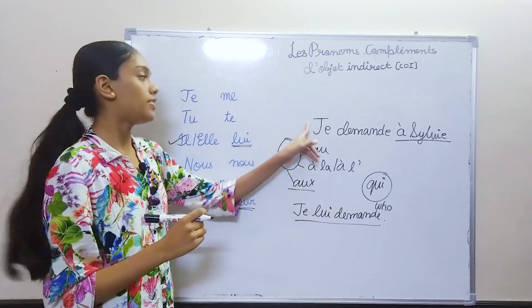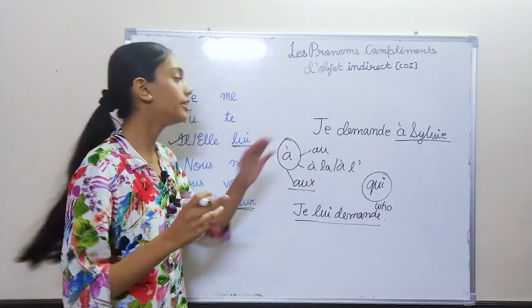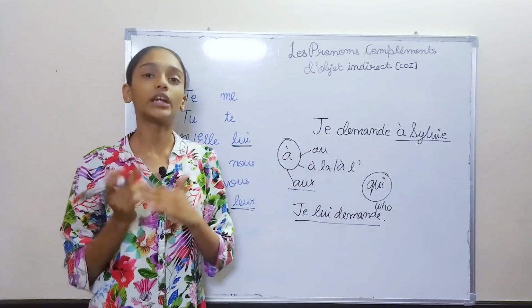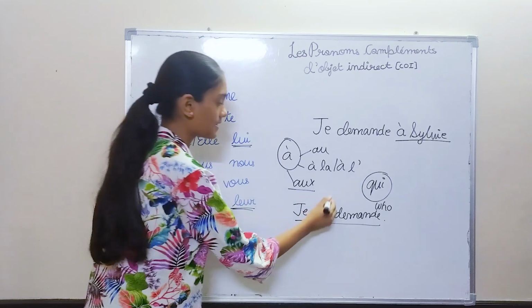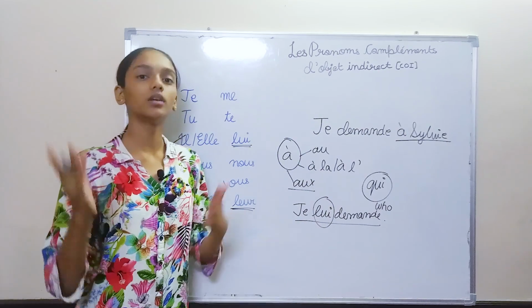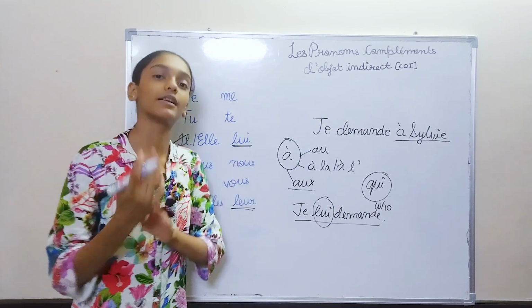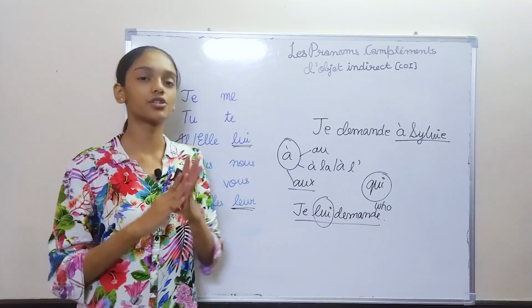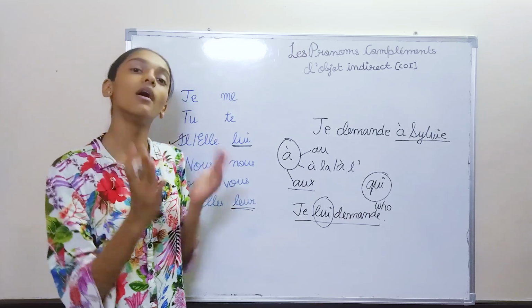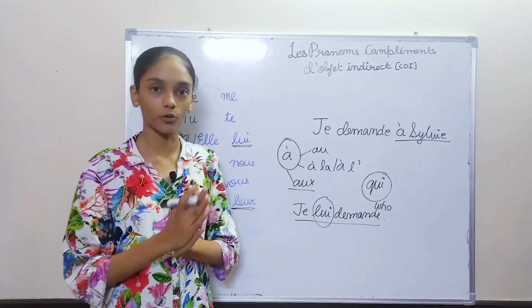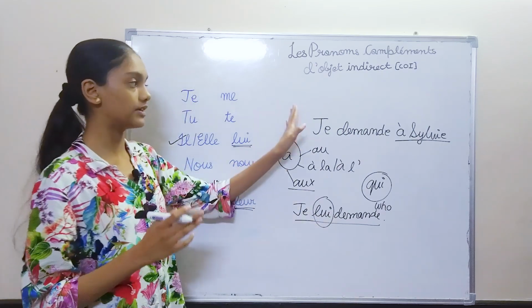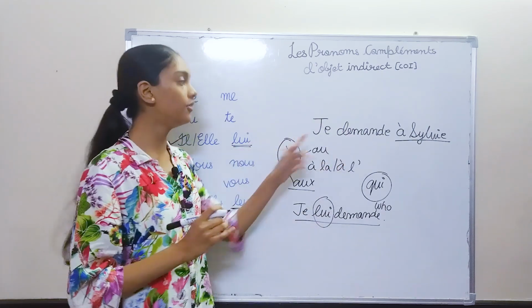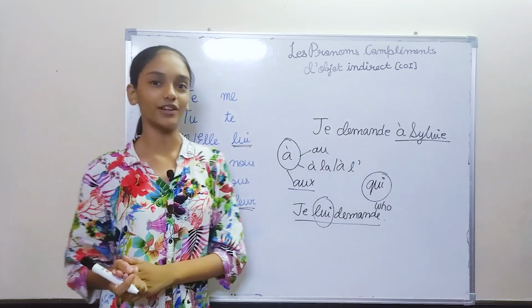In this case we only had a single verb. What if there are two verbs in a sentence? In that case you will always place these pronouns before the infinitive verb, that is mainly the second verb. Whichever verb is in its infinitive form, before that verb you will place the pronoun, not before the conjugated verb. But if it is only a single verb, then always before the conjugated verb.